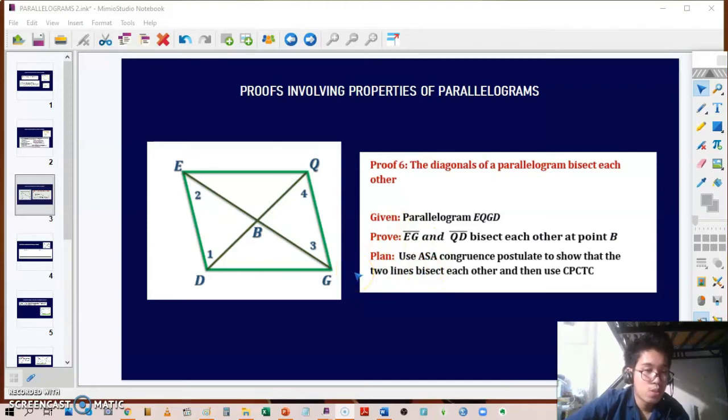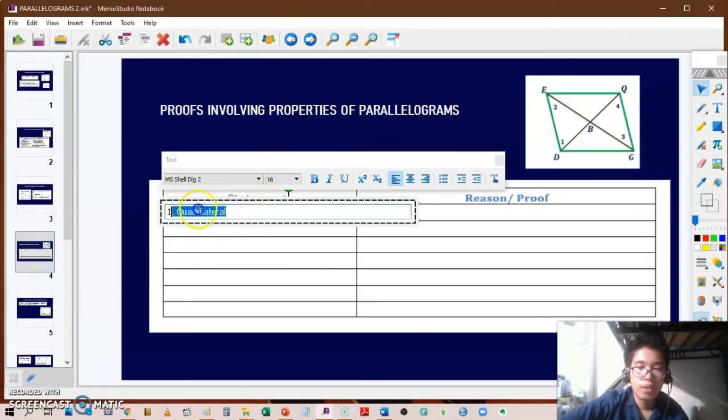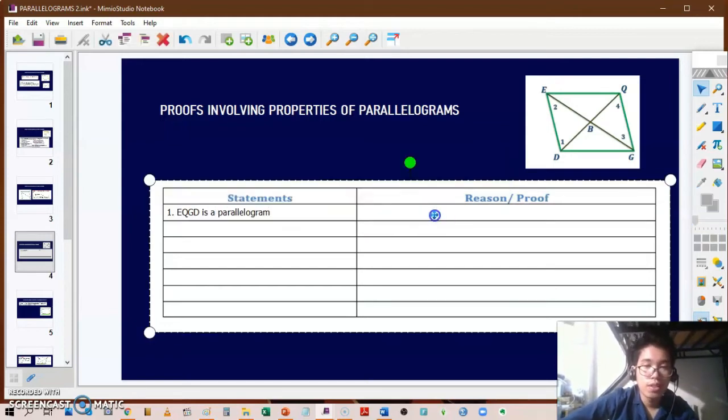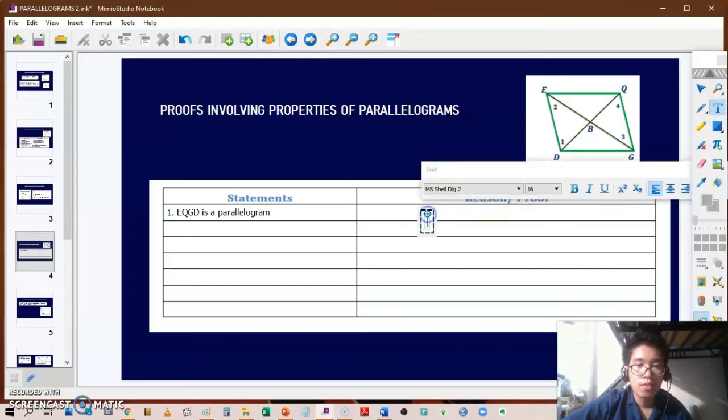The main plan is to use the ASA congruence postulate and CPCTC to conclude that the corresponding parts of these two congruent triangles are congruent, and therefore the diagonals must bisect each other. Let's try that. For our first statement, our given is that EQGD, this figure right here, is a parallelogram. Let's write that. That's a given.